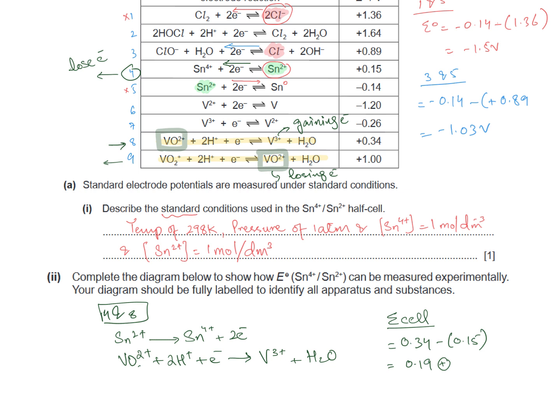If I have to check between equation number 5 and equation number 9, this is my equation number 5, which is Sn2+.